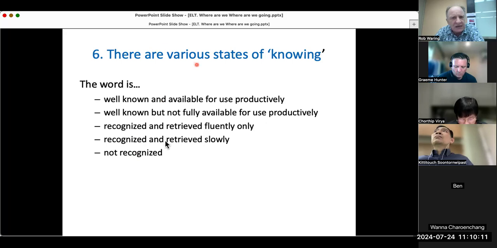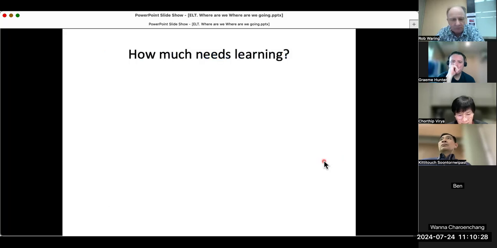So there are various states of knowing, and students would move from this state all the way up to here. So this is why a lot of vocabulary knowledge is down here. Very few words that students know are actually available up here. And we'll look at the reasons for that in a moment. So we're talking about intentional learning.